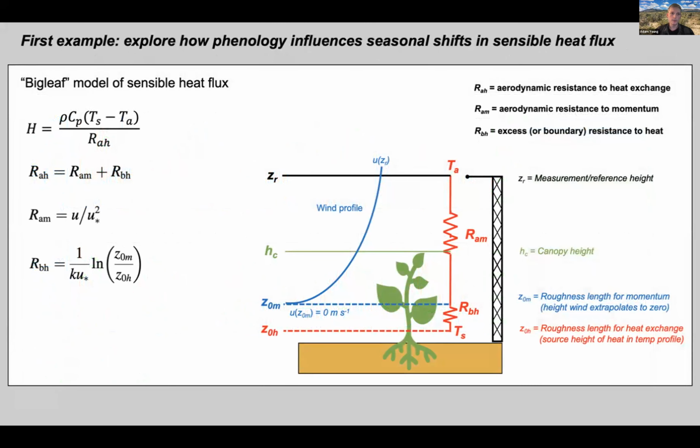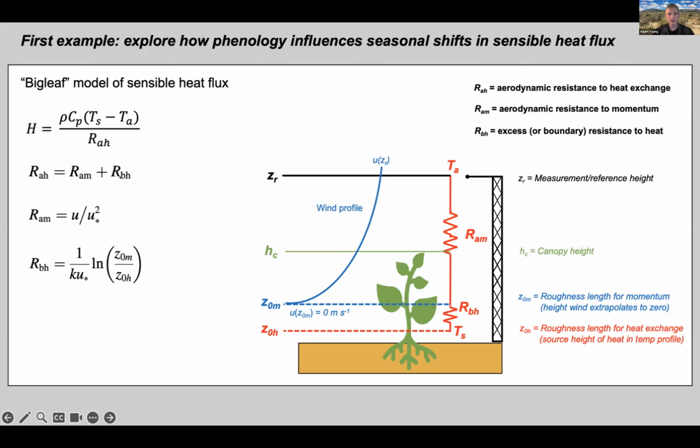For my first example, I'm going to share work we did that looked at how phenology influences seasonal patterns or shifts in sensible heat flux. For this work, we used what's called a big leaf modeling framework. And within this framework, sensible heat is characterized as primarily the difference between the surface and the atmospheric temperatures, which is then modified by this aerodynamic resistance term in the denominator. This resistance term can be further broken down into resistances to momentum and an excess or boundary layer resistance term.